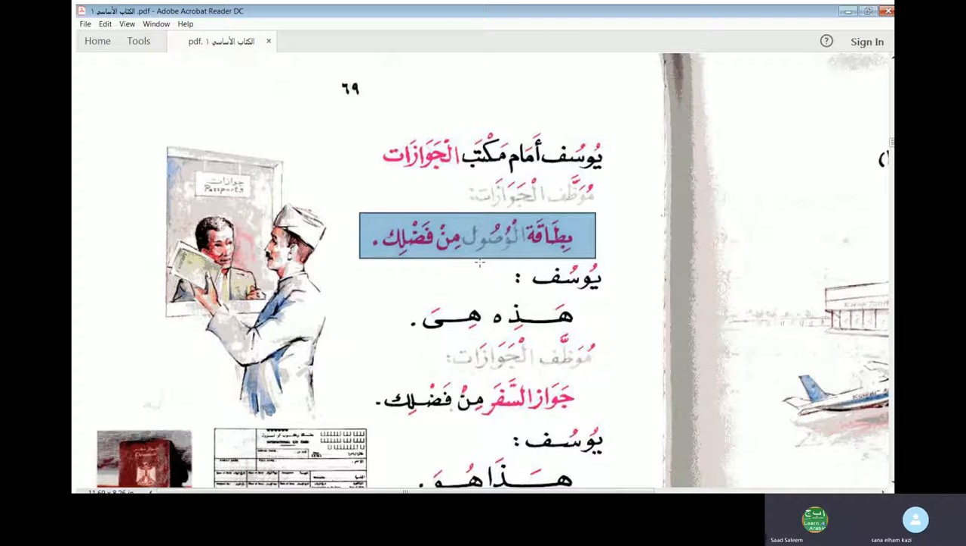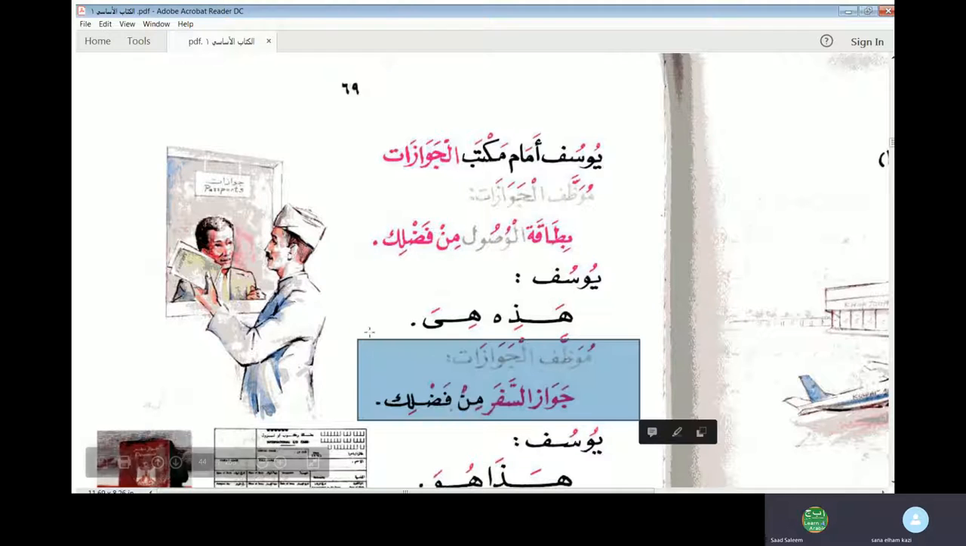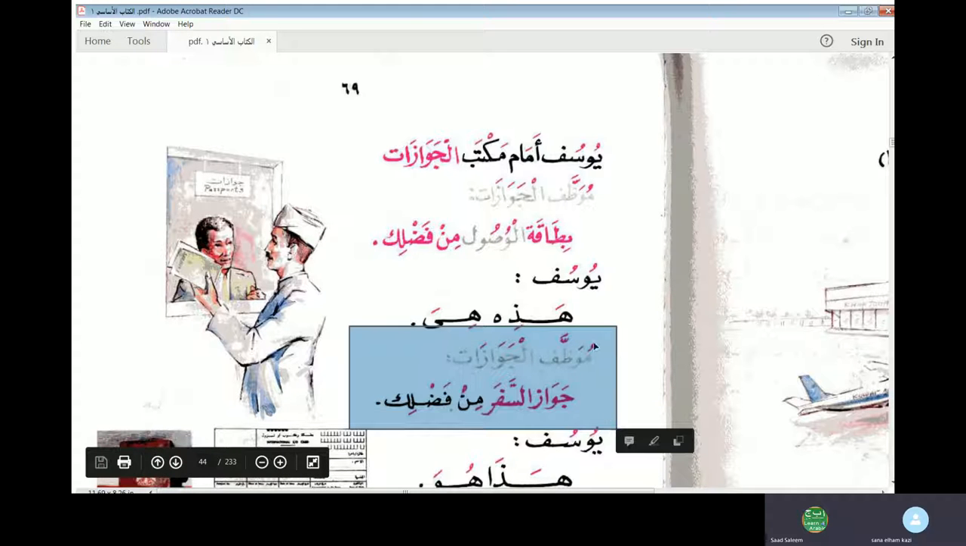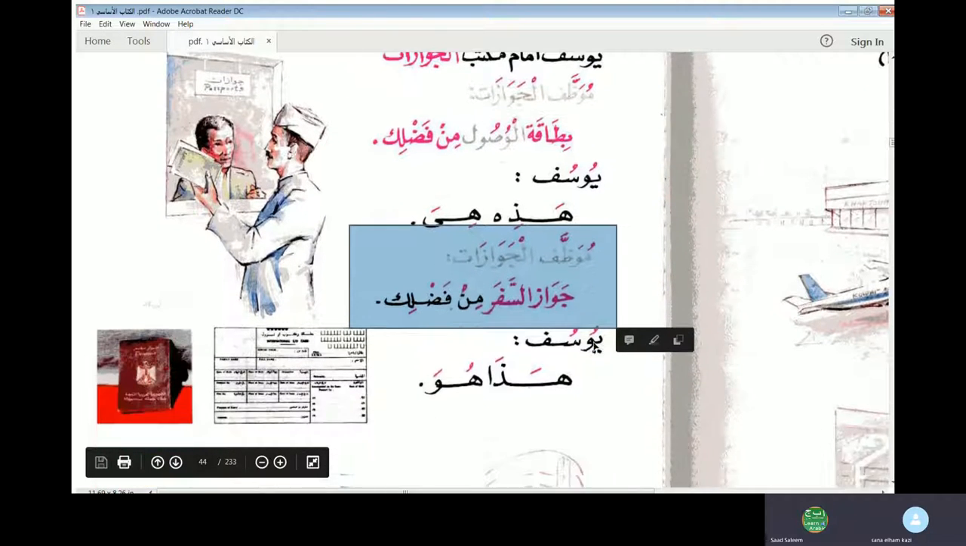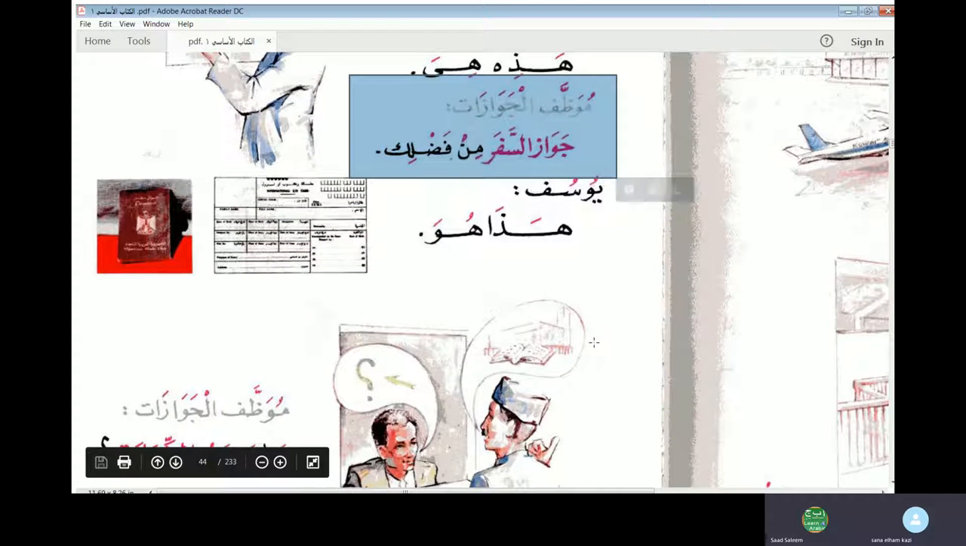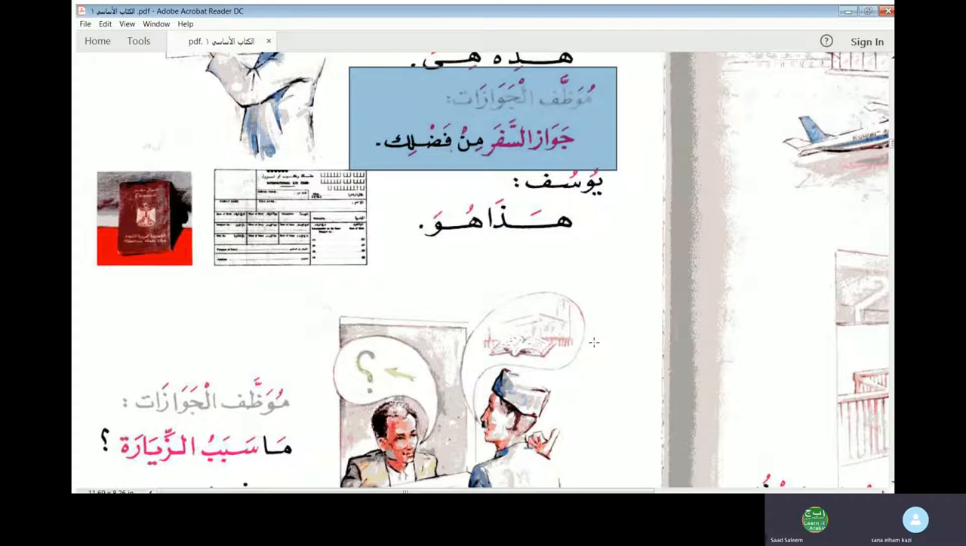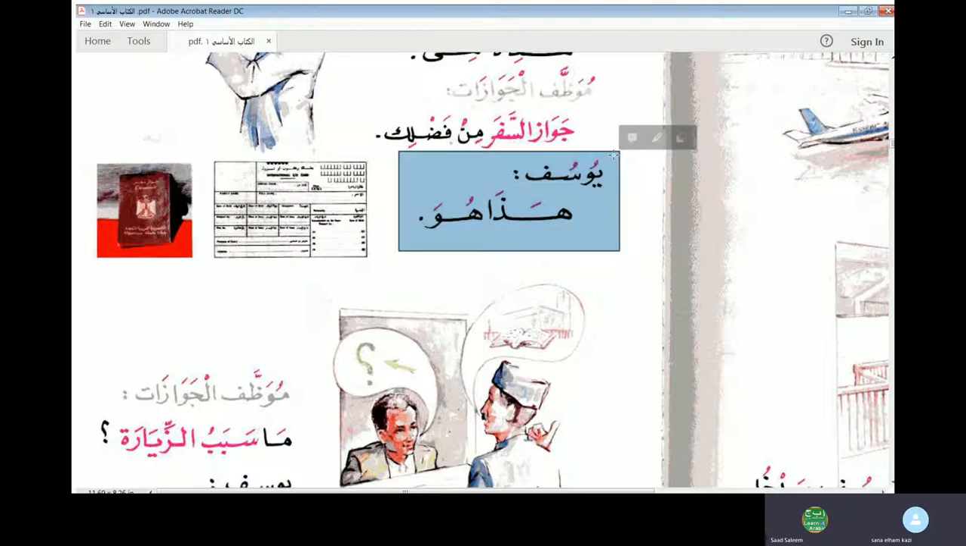بطاقة الوصول من فضلك. Arrival card, please. Yusuf says, هذه هي, here it is. The passport officer says, جواز السفر من فضلك. Your passport, please. Yusuf says, here it is.